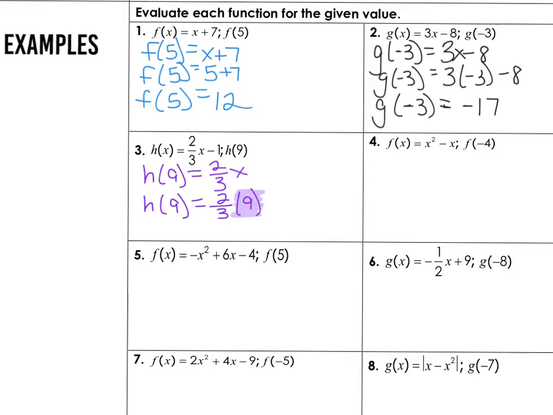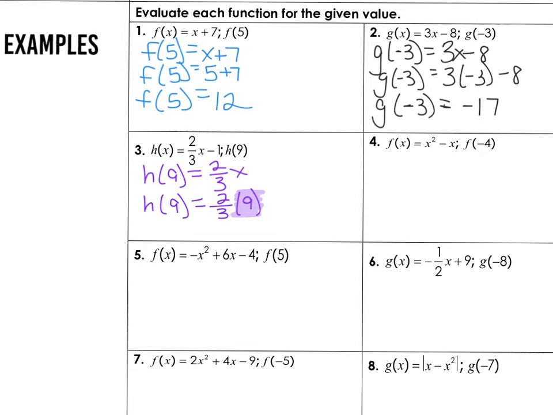Okay, because this means 2/3 times x. So when I put parentheses around it, I'm saying 2/3 times 9. If I didn't put those parentheses there, it might look a little weird like this. Like, what does that mean really?